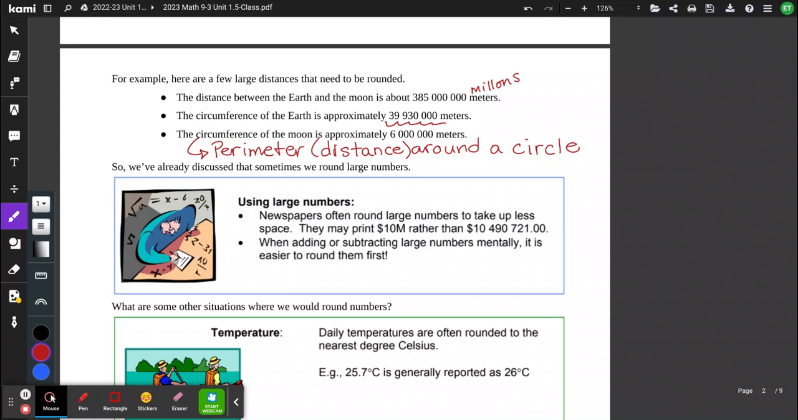You'll probably notice if you're texting with your friends or playing games, you're also rounding numbers without even thinking about it because you're trying to save space. Okay? That might be true too.